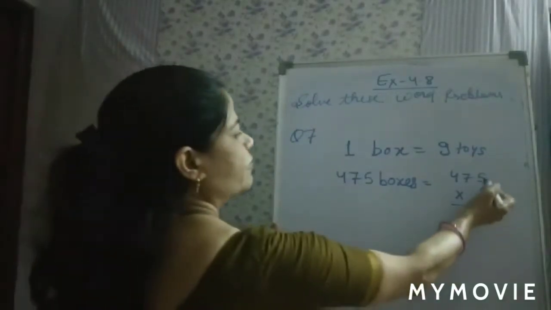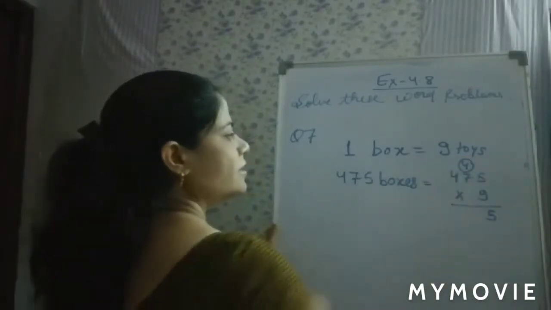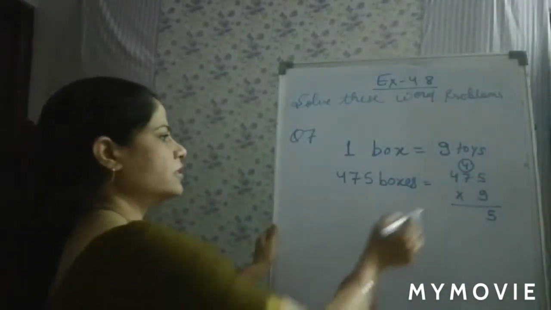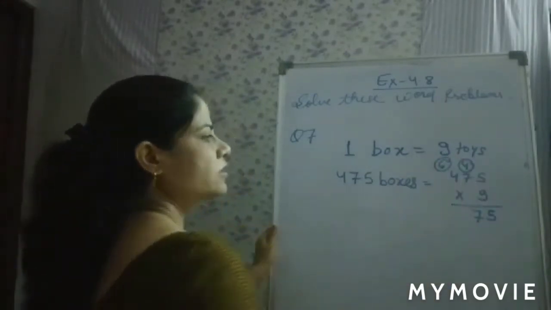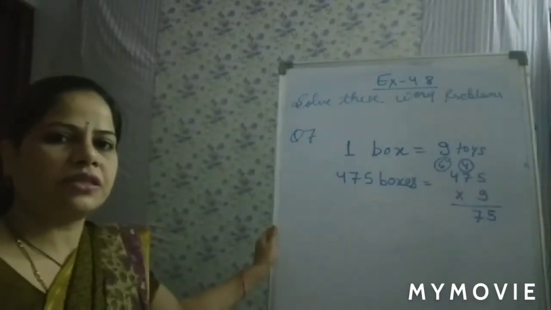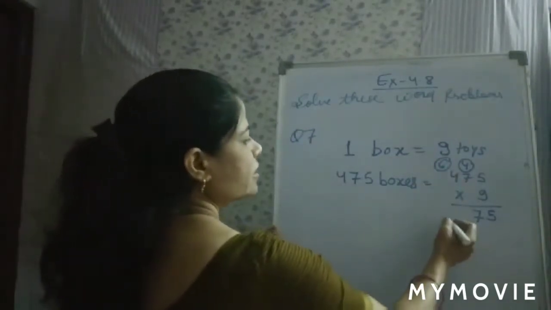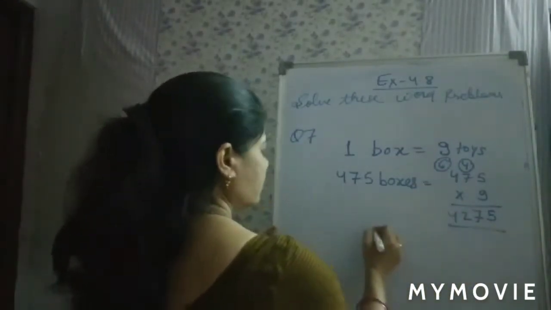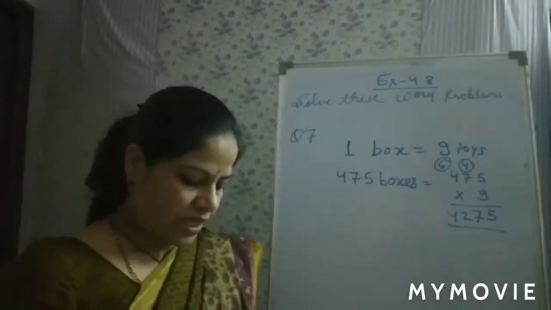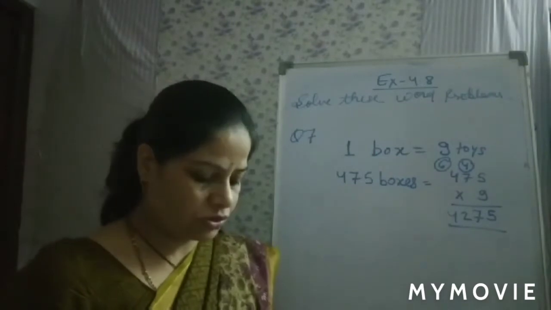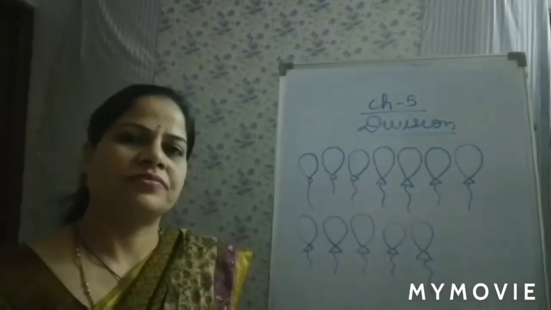9 5s are 45. Write 5 in the answer, carry over 4. 9 7s are 63. 63 plus 4 is 67. So write 7 in the answer, carry over 6. 9 4s are 36. 36 plus 6 is 42. Means what will be the answer? There are 4275 toys in all the boxes.